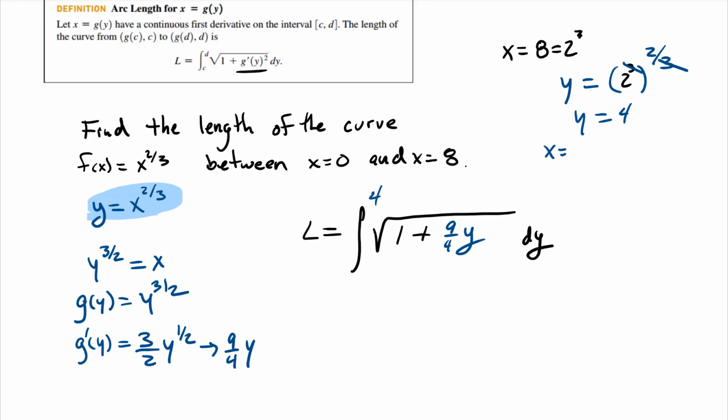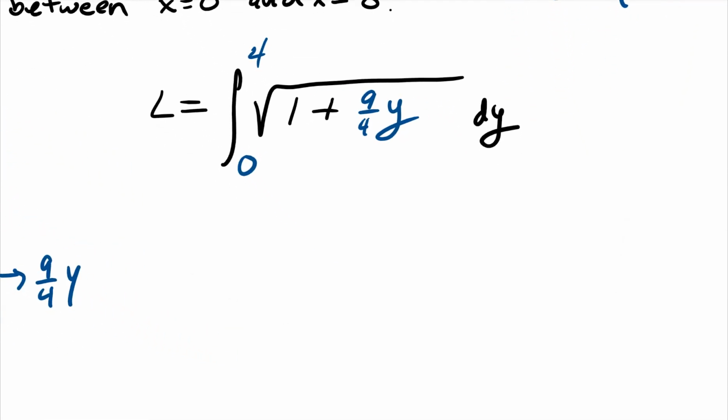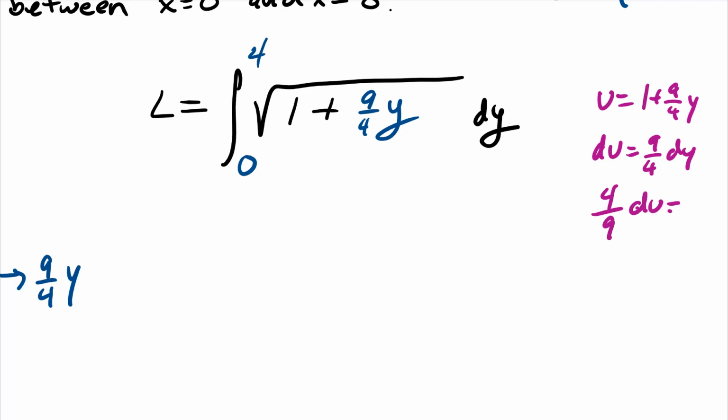And then x equals 0, y equals 0. I'm not doing anything else in that. So now we're taking the integral from 0 to 4 of the square root of 1 plus 9/4 y. This is the same problem now. All you'd have to do is change the letters from y's to x's, and you're going to get the same thing. You do your quick u sub. U is equal to 1 plus 9/4 y. du is equal to 9/4 dy, you get your 4/9. du is equal to dy.